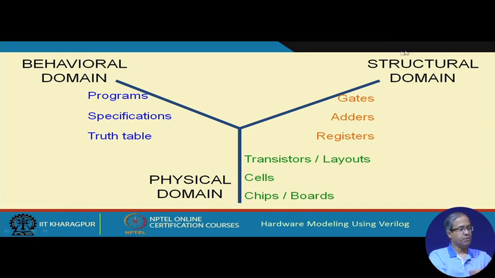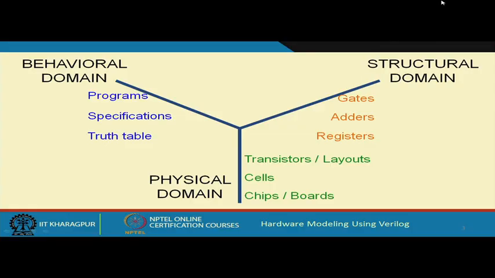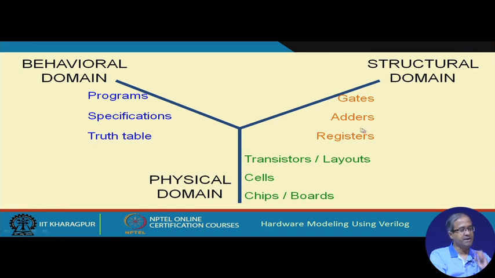Now, when we talk about the structural domain, we had explained in the last lecture what a netlist is. A netlist is nothing but some building blocks and their interconnections. These building blocks can be defined at various different levels. Depending on that, our structural domain specifications can vary. It can be at the register transfer level, the functional level, the gate level, the transistor level and so on.